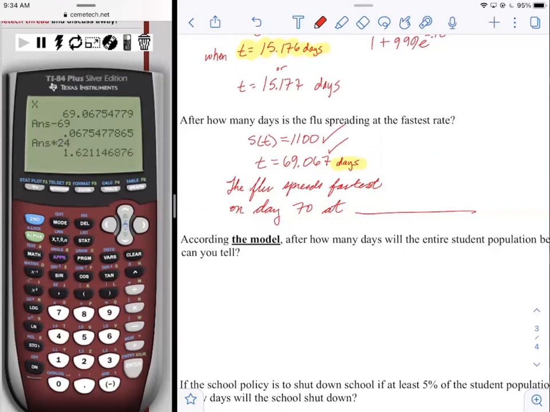Multiply that by 24. And I'm going to write that down. That's the first hour on the 70th day. That's 1 a.m., right? Now I want to convert the decimal part from hours to minutes.